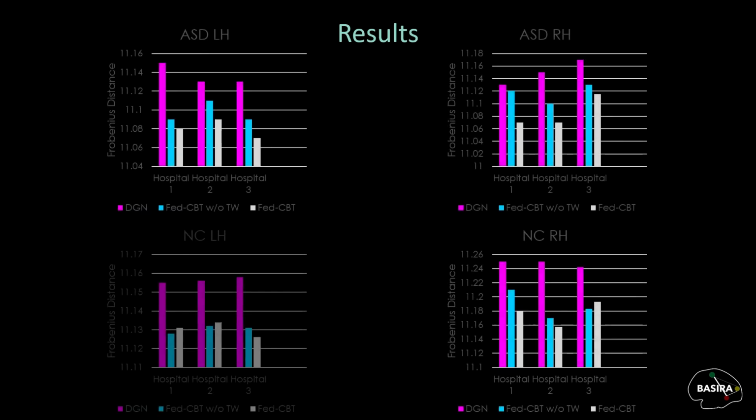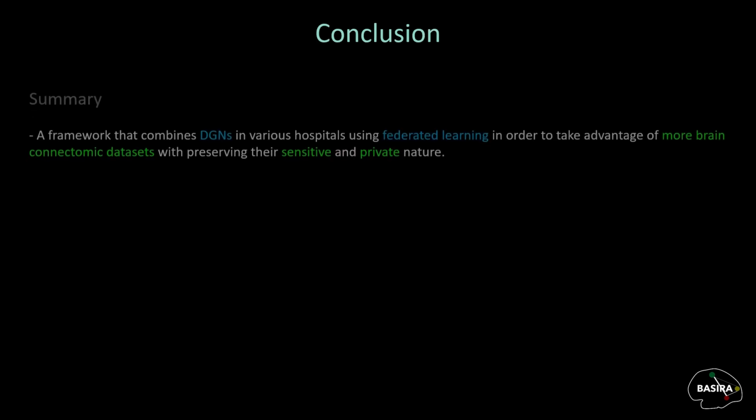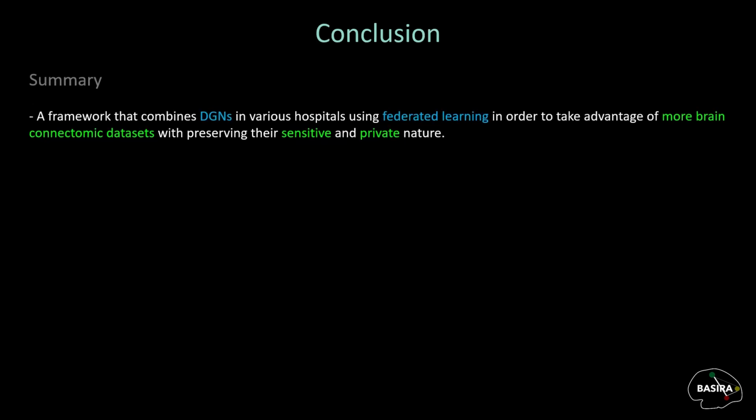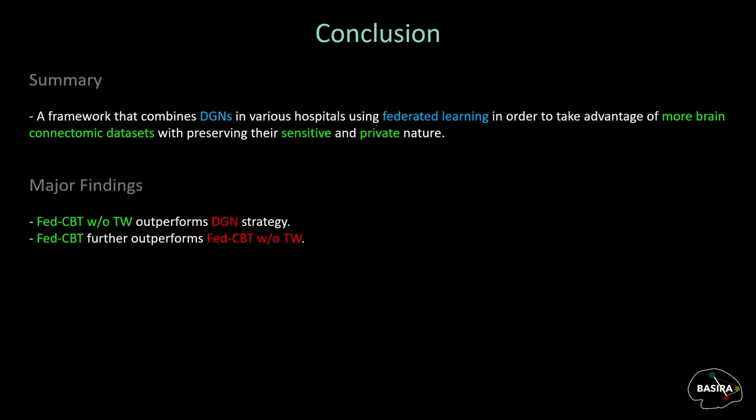We see that DGN with federation using the temporal weighted averaging strategy outperformed the other two in three datasets, except the normal control left hemisphere. DGN with federation in the normal control left hemisphere dataset outperformed the DGN strategy. In this work, we introduced the first federated framework for integrating connectional brain templates so as to take advantage of clinical datasets in different computers. We showed that our framework and strategies outperform the DGN algorithm.